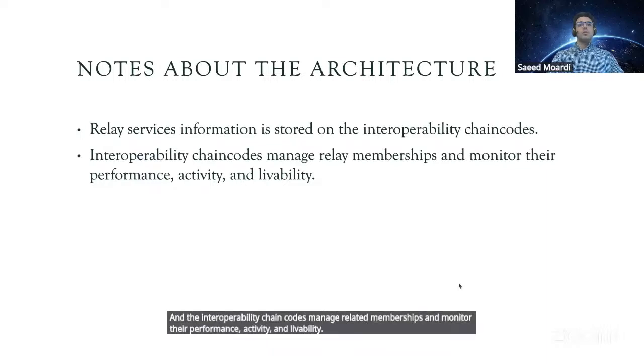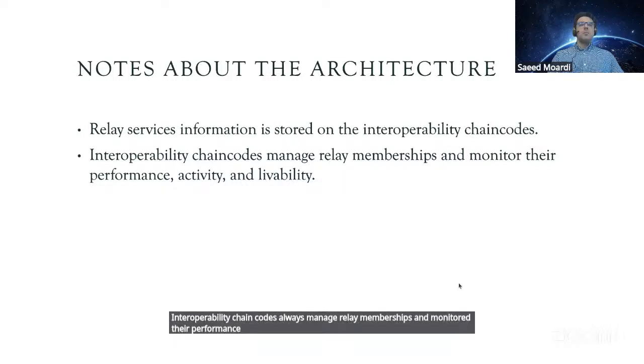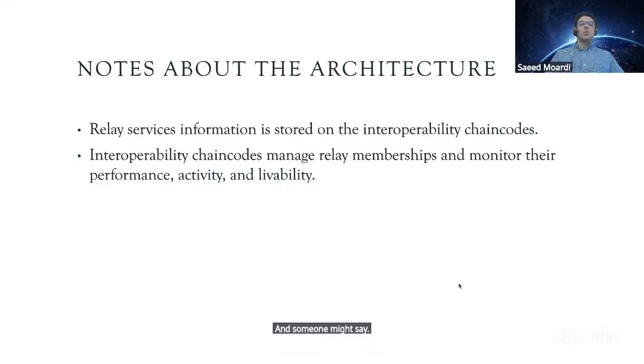The interoperability chain codes manage relay memberships and monitor their performance, activity, and liveness. To make sure that the relay services are behaving as expected, interoperability chain codes always manage the relay memberships and monitor their performance by sending them dummy requests, like ping requests, and also managing their activities. And someone might ask, who is going to tell the interoperability chain codes to do this?